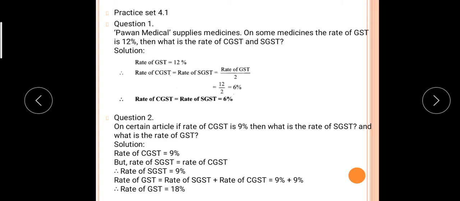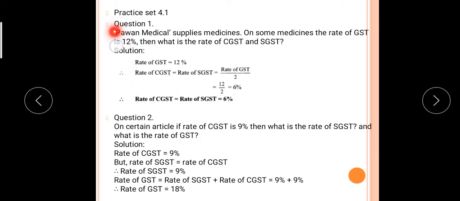In the last session I explained all the concepts regarding the components of GST: what is GST, how it is levied, what is intrastate, what is interstate, and the components CGST, SGST, and IGST. Then what is CGST, what is SGST, and what is IGST. All these points with multi-stage, cascading effect, and value addition, all these important concepts I taught you. Now in this session we'll see the examples regarding GST from practice set 4.1.